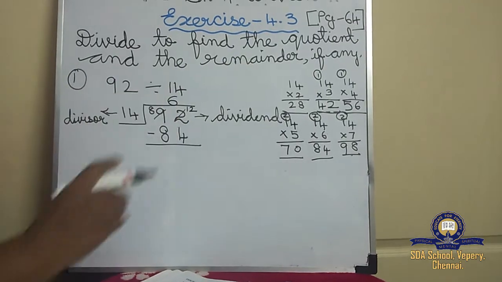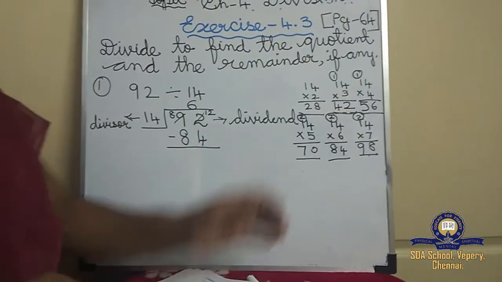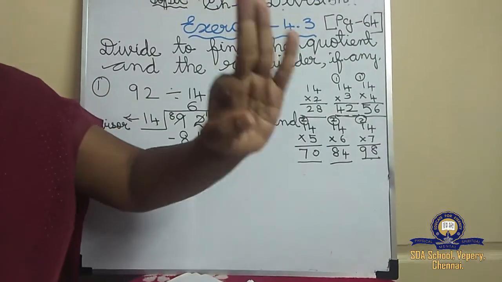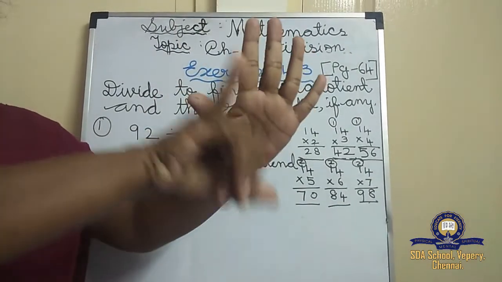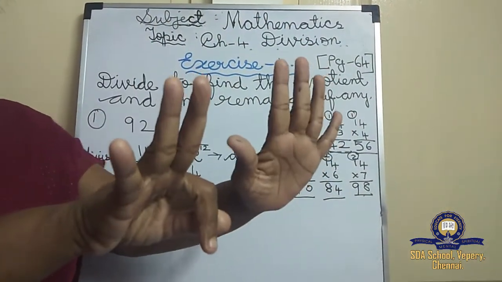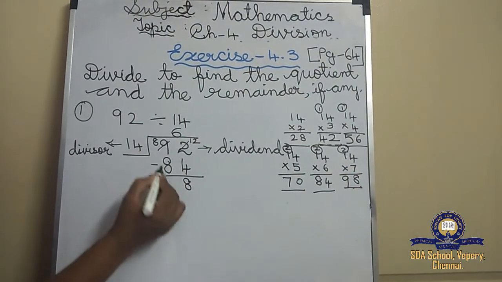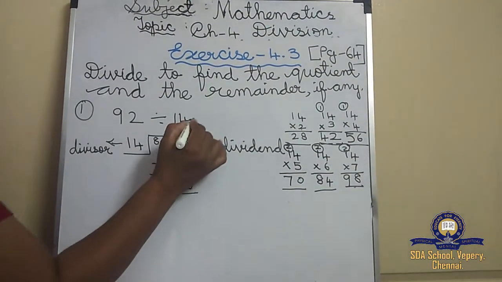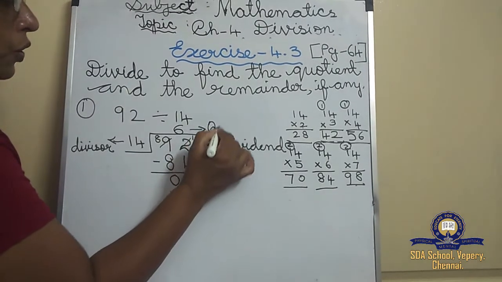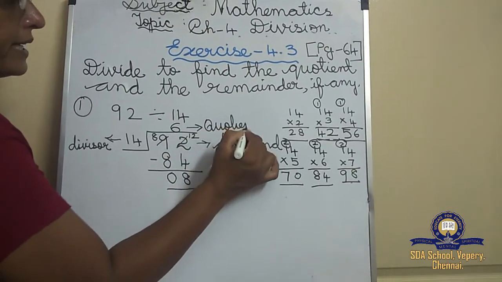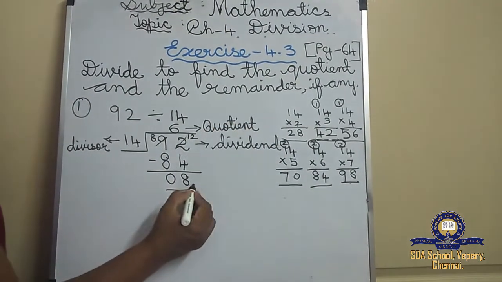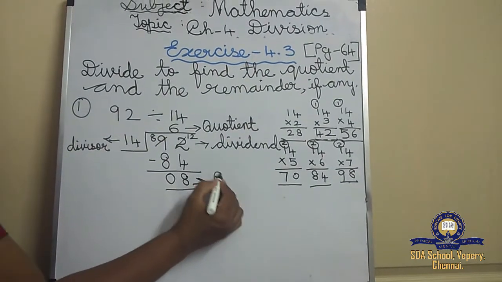So after 4, if you count up to 12, what will come after 4? 5, 6, 7, 8, 9, 10, 11, 12. So what's the answer, children? 8. 8 is the answer. And 8 minus 8 is 0. So this is the quotient and this is the remainder.